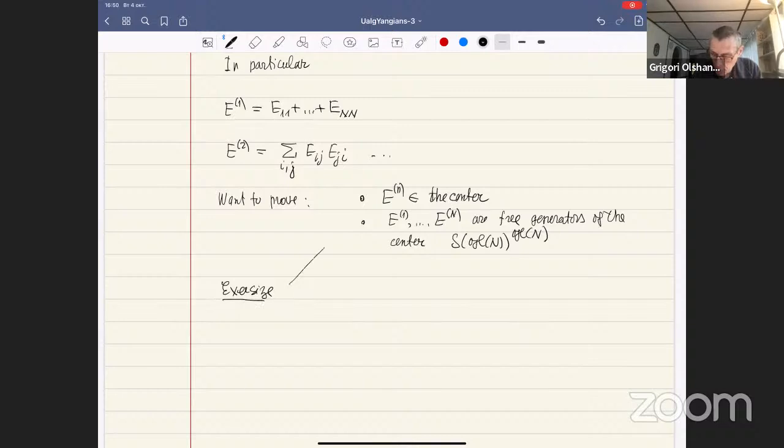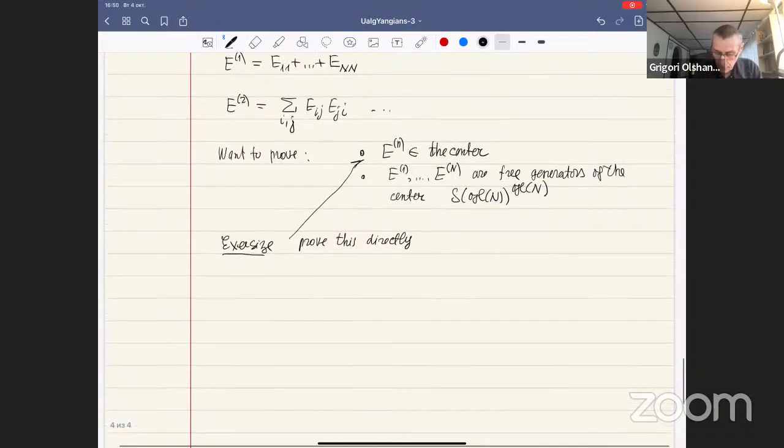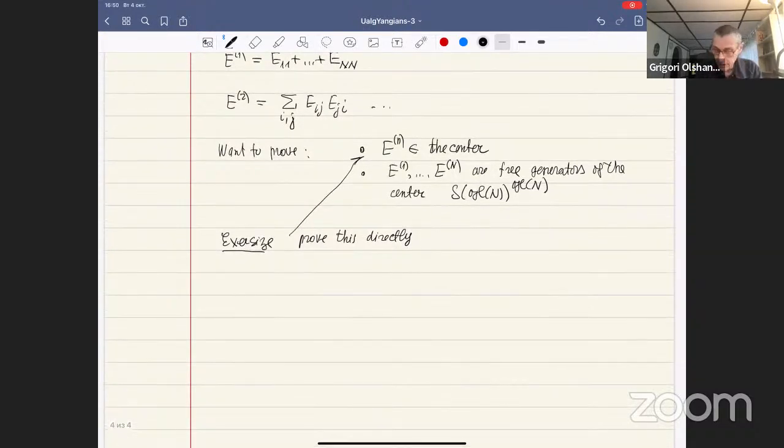So one could prove this directly by using the Leibniz rule. This is possible. But I want to present another proof of this claim and the second claim. The idea is very important. The idea is to define the following object.